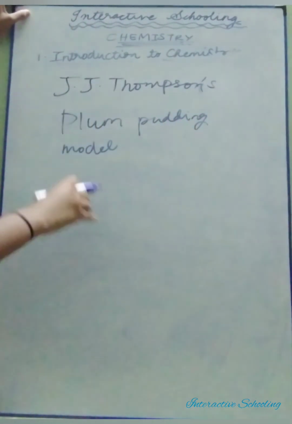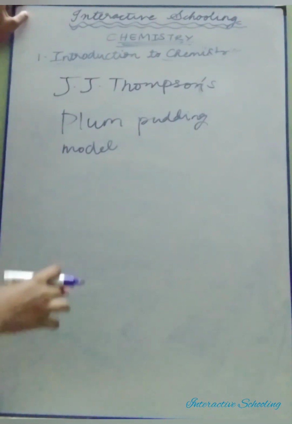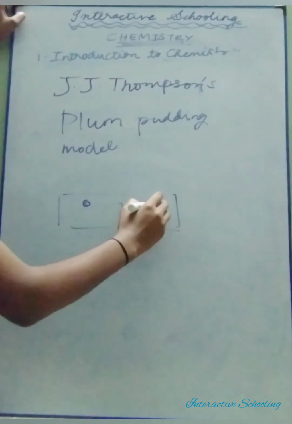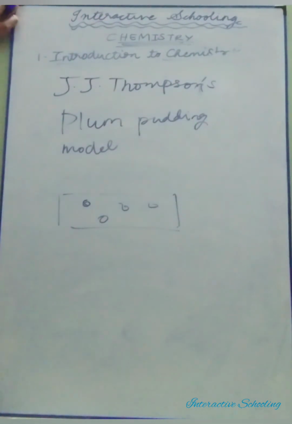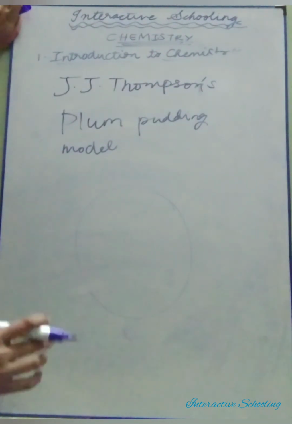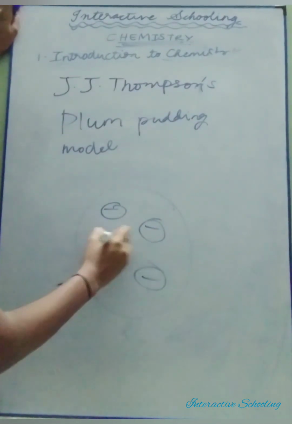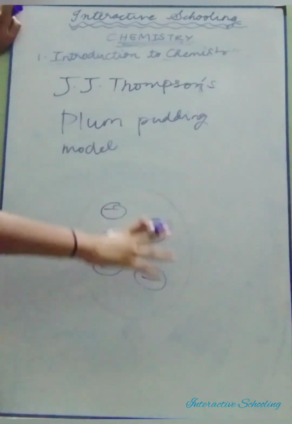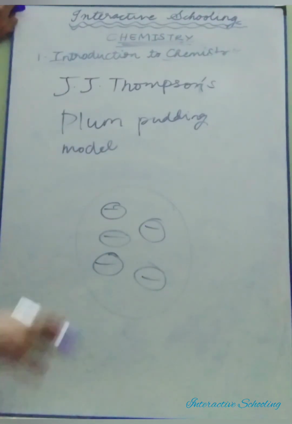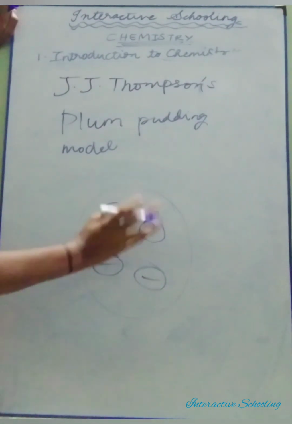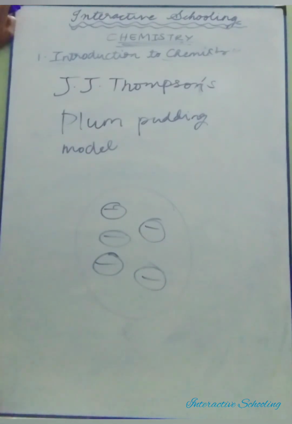So this was called the plum pudding model because what does a plum pudding look like? It's like a cake and it has plums or raisins or something embedded in it. So this is what his model was. A sphere of positive charge, which is the proton, and this had negative charge embedded in it, like this. So the negative charge was equal to the positive charge, which explained why the atom was neutral, and the mass was uniformly distributed throughout this atom.